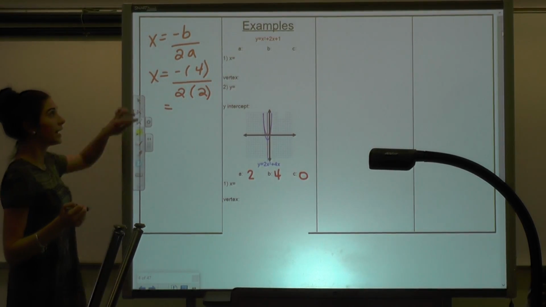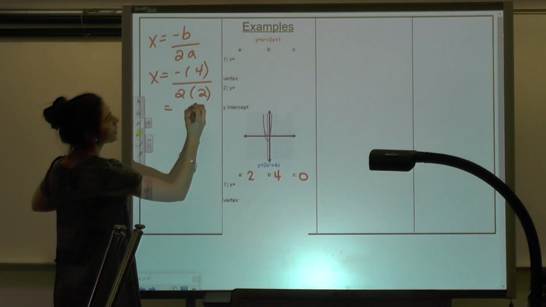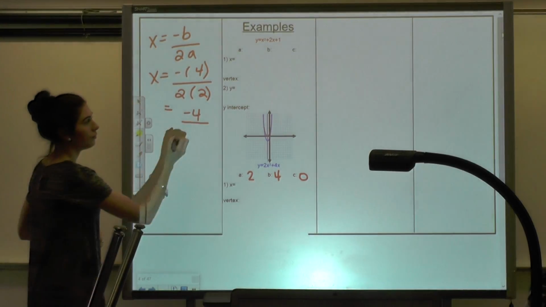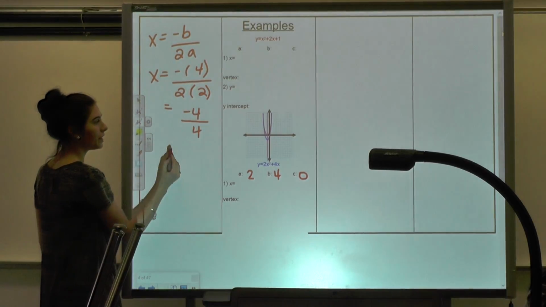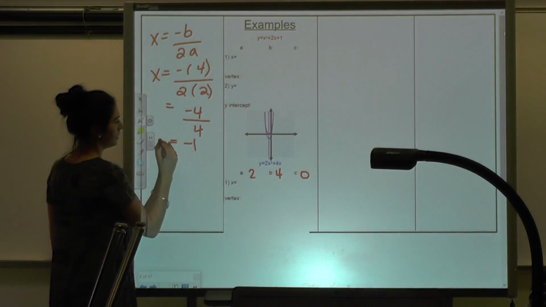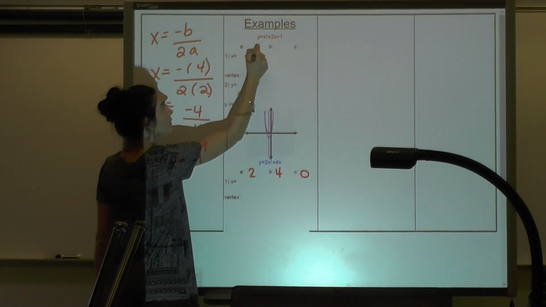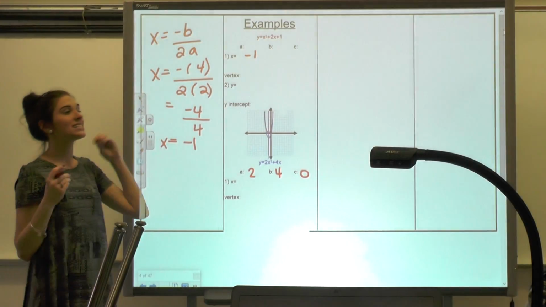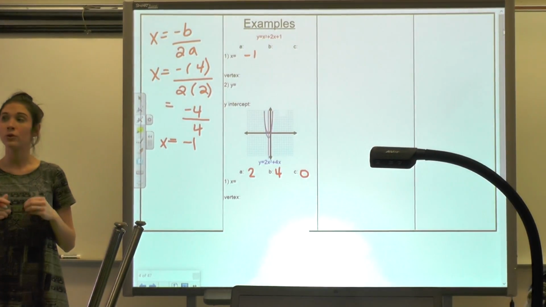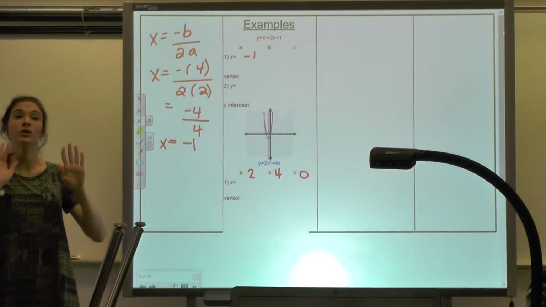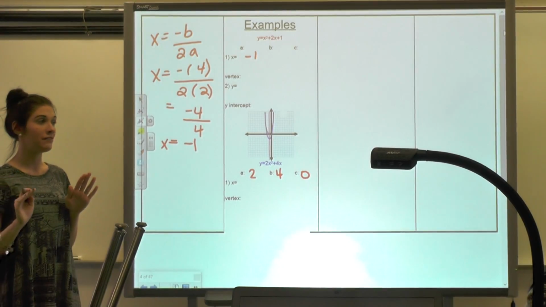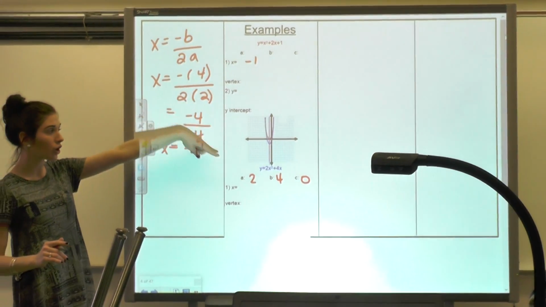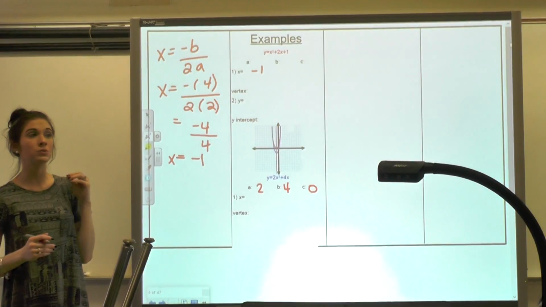Now it's time to simplify. The top is going to be negative 4. The bottom is 2 times 2, so what is 2 times 2? 4. And what is negative 4 divided by 4? Negative 1. So your x value is negative 1. But your vertex is a point on the graph, so it's a coordinate. You have to have an x and a y. How are we going to find out the y value? We're going to plug in the value that we got for x back into our original equation, and that will give us what our y is.